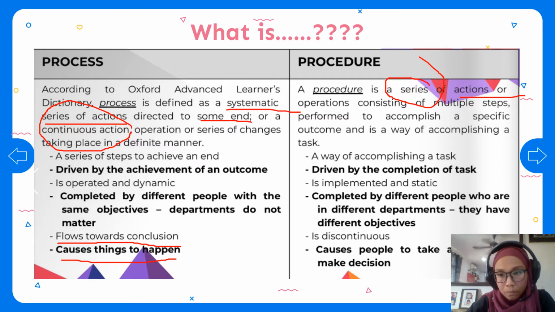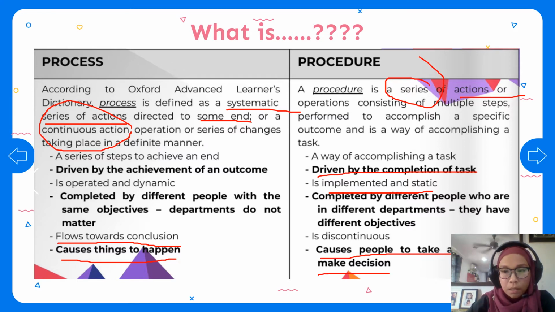And then it is driven by the completion of tasks, is implemented and static. What does it mean by static? You always follow the same procedure, so that the outcome will be the same. Static. And then it causes people to take or make a decision.